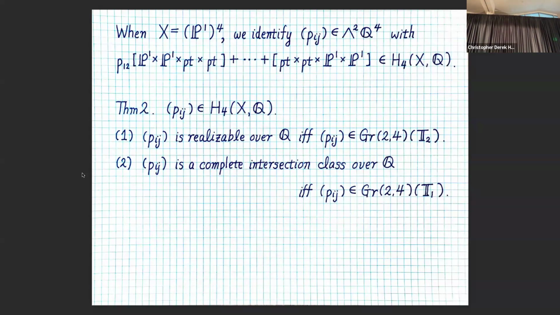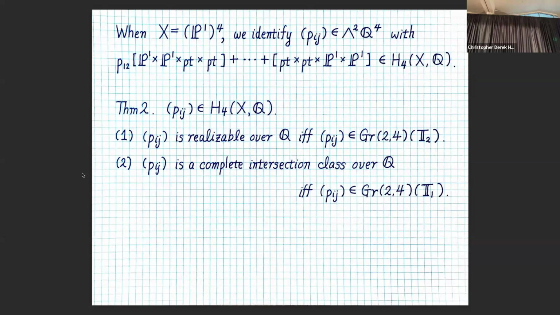In any case, the theorem goes as follows, and it's very similar to the answer to the convex geometry question. If you have a rational homology class of P1 to the 4, say with coordinates Pij, it is realizable over Q if and only if Pij belongs to Gr24 T2. And this makes sense because Gr24 T2 is defined up to scaling, and same for realizability over Q.